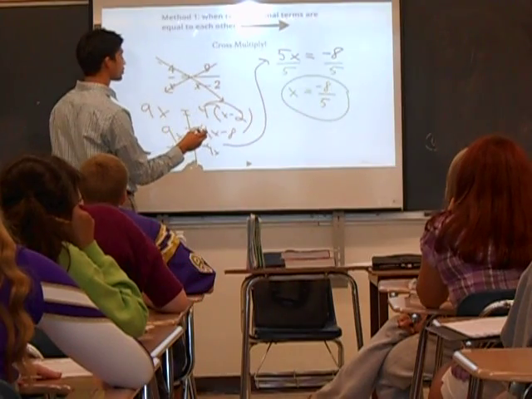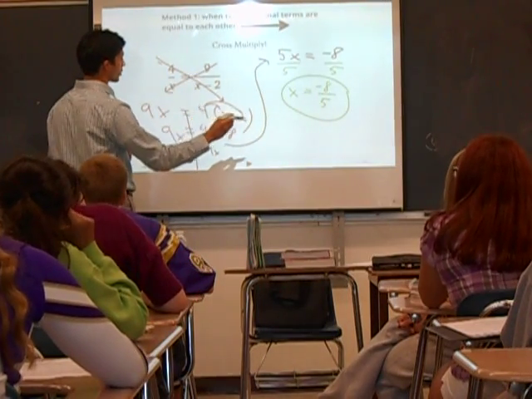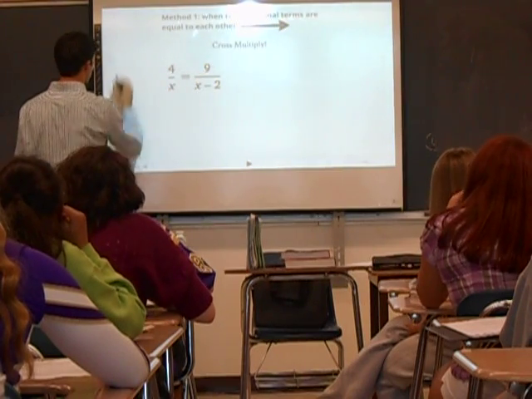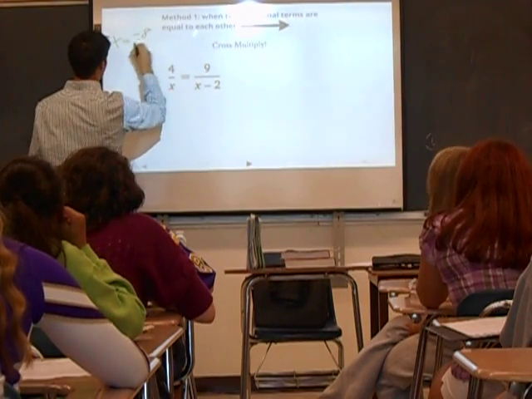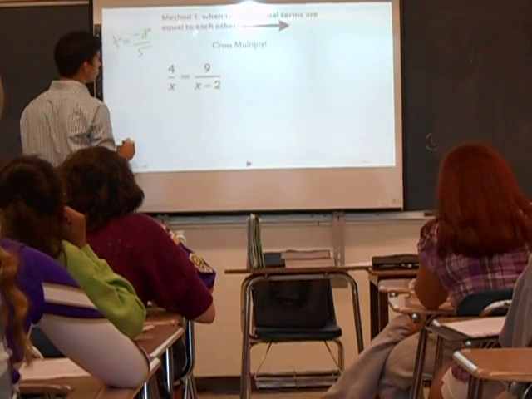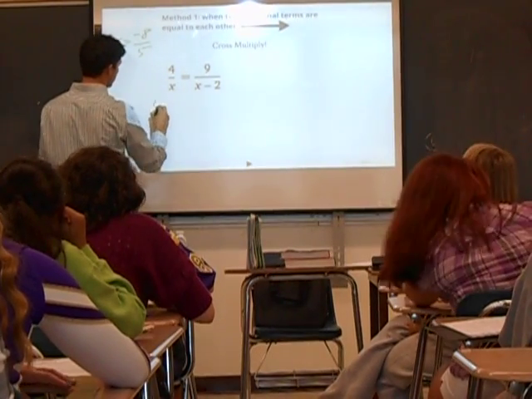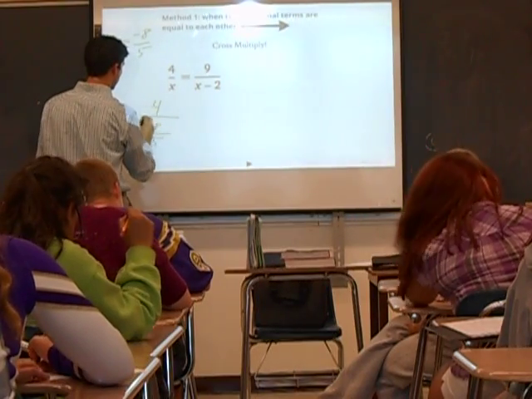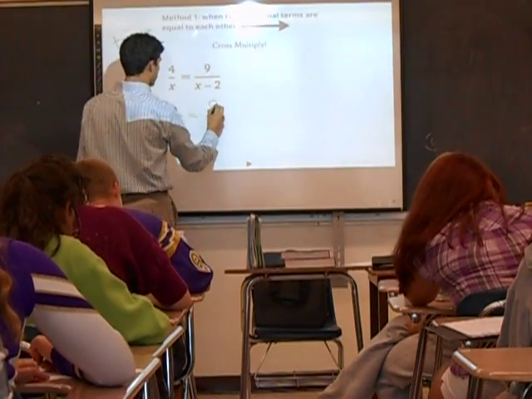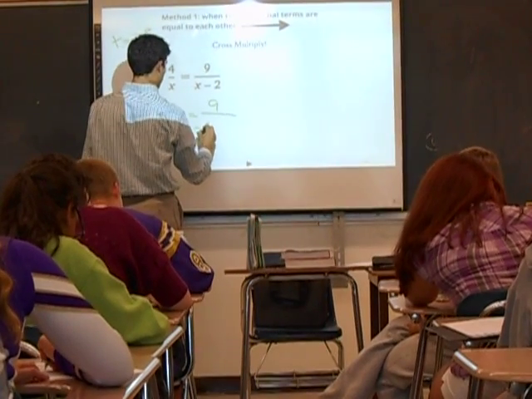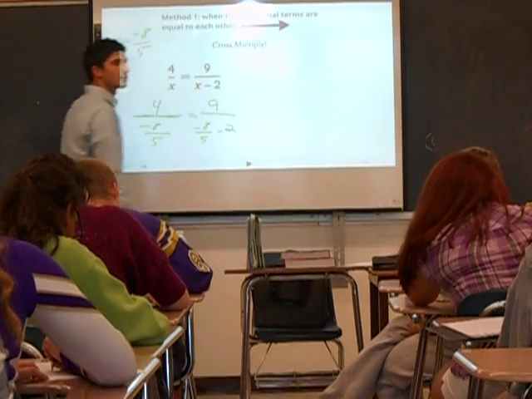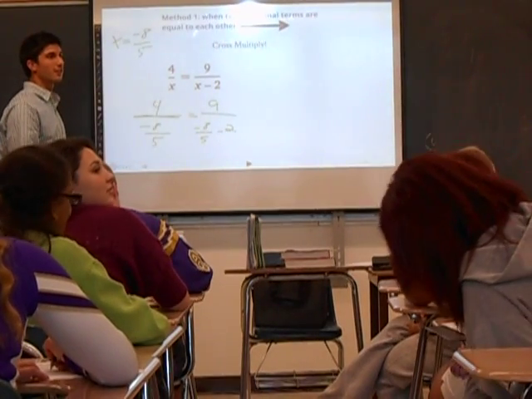All right, and so now what we're going to do is check it. We have x equals negative 8 fifths. I'm just going to erase this real quick. So what we're going to do is plug in the negative 8 fifths: 4 over negative 8 fifths equals 9 over negative 8 fifths minus 2.